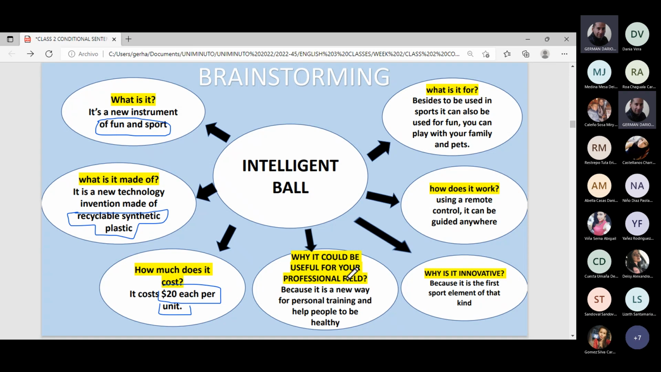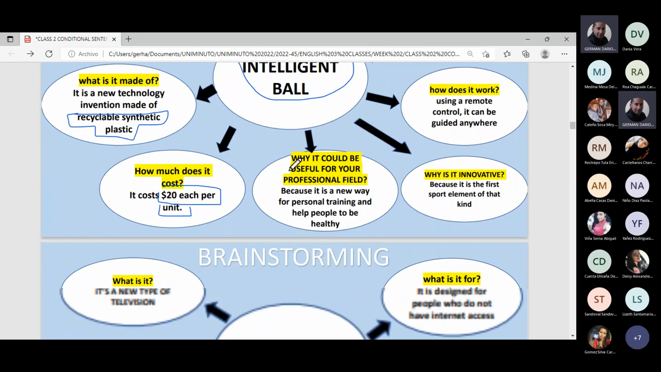It could be useful for my professional field because it's a new way for personal training and helps people to be healthy. Is it innovative? I consider that my invention is innovative because it is the first sport element of that kind. How does it work? My invention works using a remote control and it can be guided anywhere, okay? And what is it made for? Besides being used in sports, it can also be used for fun, so you can play with your family and pets, okay? This is my invention, and the idea is that you are going to try to think of one invention like this, or something similar.